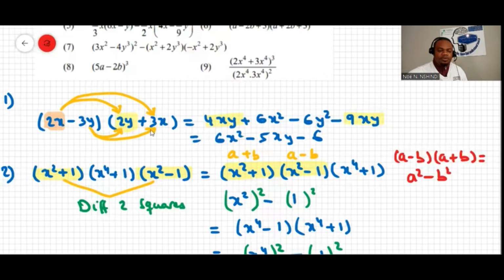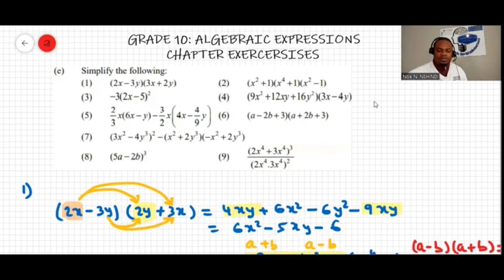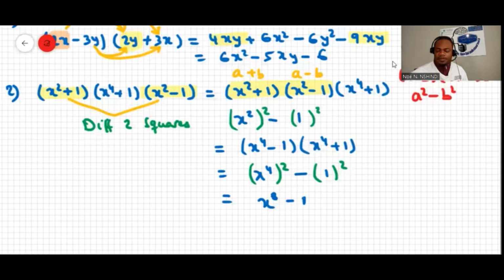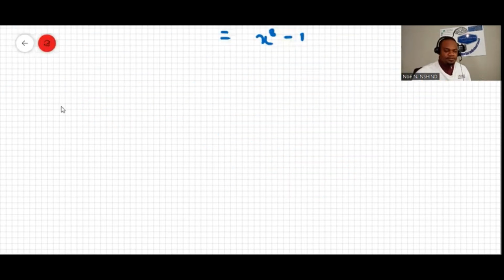Next question will be question 3. This one. Move there. Question 3, which is -3 open bracket 2x minus 5 to the power of 2. Now there is another special product.